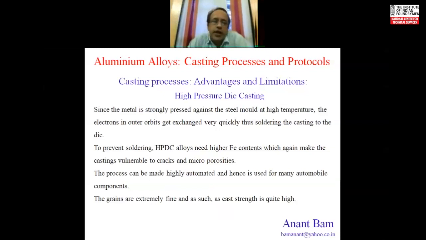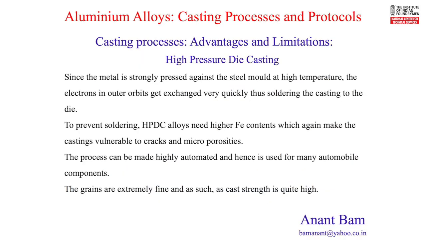The process can be made highly automated, and hence it is used for many automobile components. The grains are extremely fine, and as such the casting strength is quite high. By such alloy compositions and by such process leading to higher strengths, need of heat treatment is also minimized. In other limitations, sand cores cannot be placed in high pressure die castings. You have to go for metallic pins or inserts, and in some remote cases, salt cores can be placed, which is a costlier process.